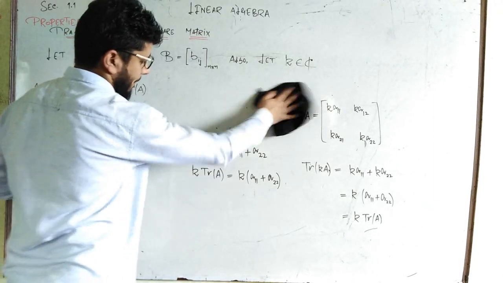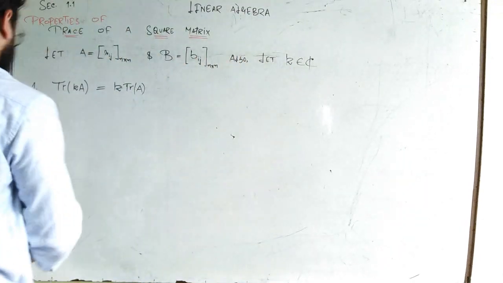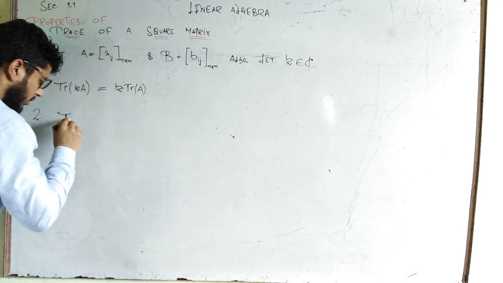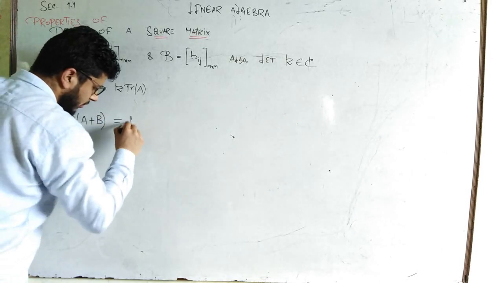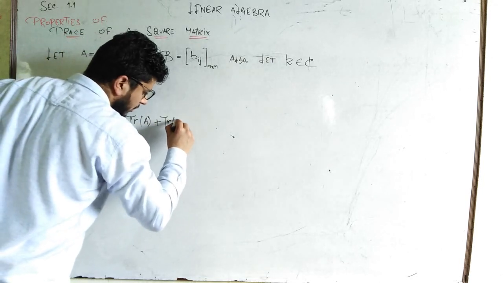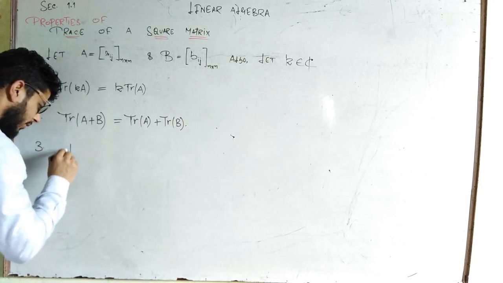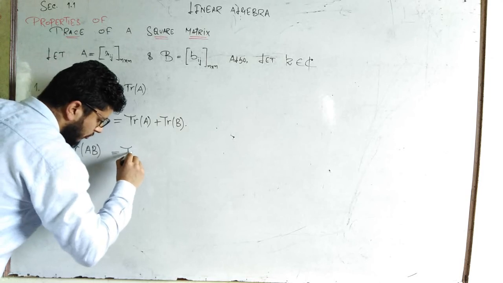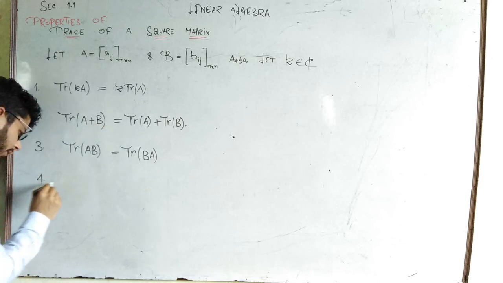Okay. So let's move to property number two. Property number two is: trace of matrix A plus B is equal to trace of A plus trace of B. You can verify it, it's very much obvious, right? Then we have trace of AB, it's equal to trace of BA.